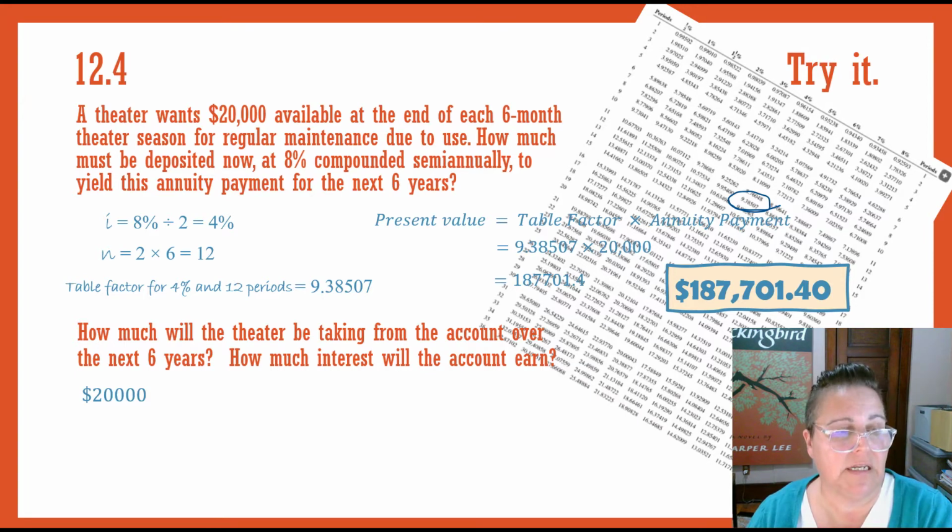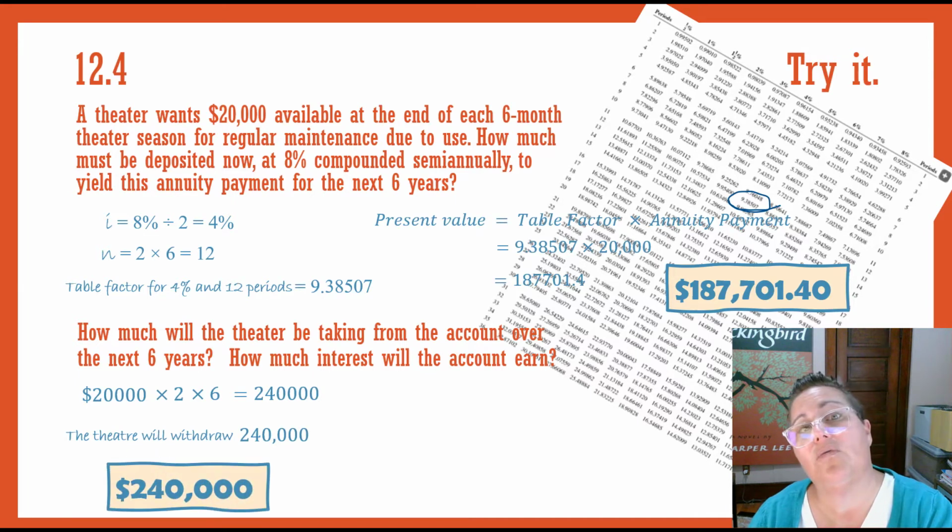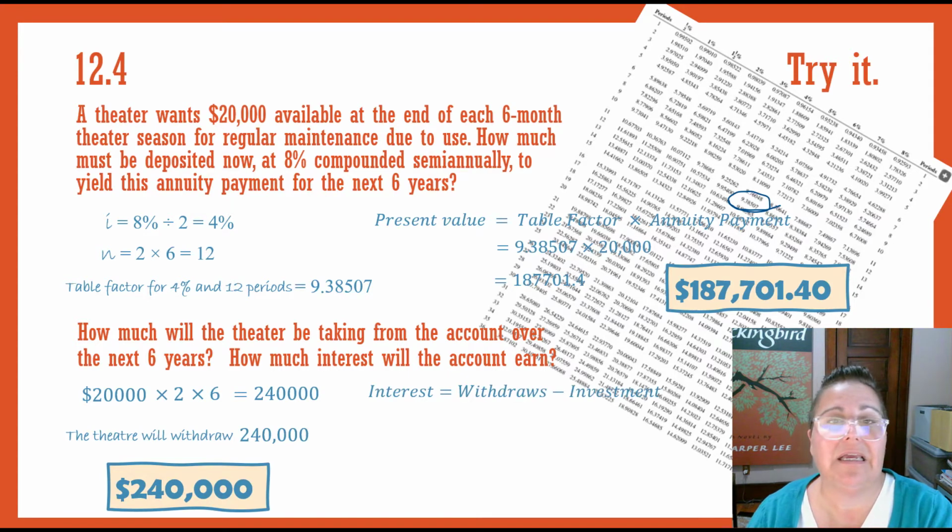So the theater is going to collect $20,000 from this account 2 times a year for the next 6 years, or $240,000. So they'll be able to withdraw $240,000 over the next 6 years. If they've only put $187,701.40 into this account, where is that additional money coming from? That's the interest. The interest will be the difference between the amount that they're able to withdraw and the actual investment that was put into this lump sum.